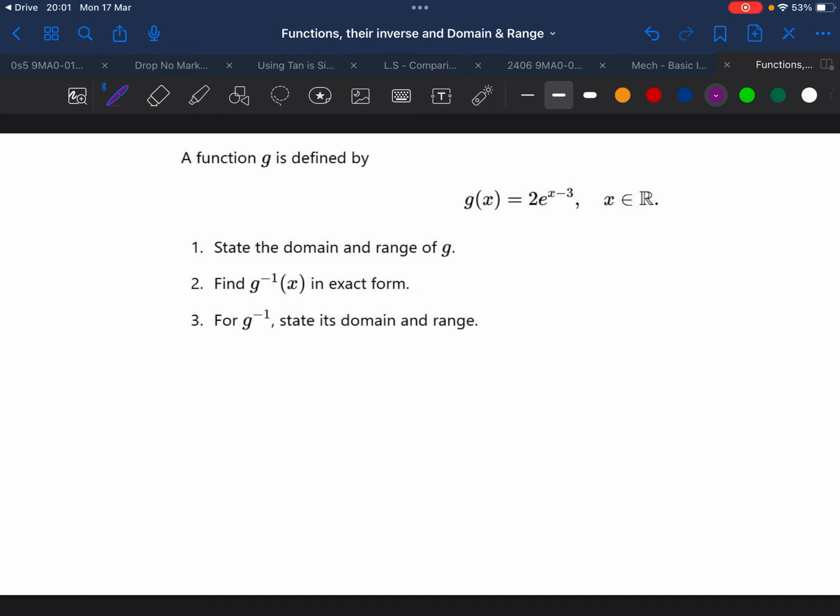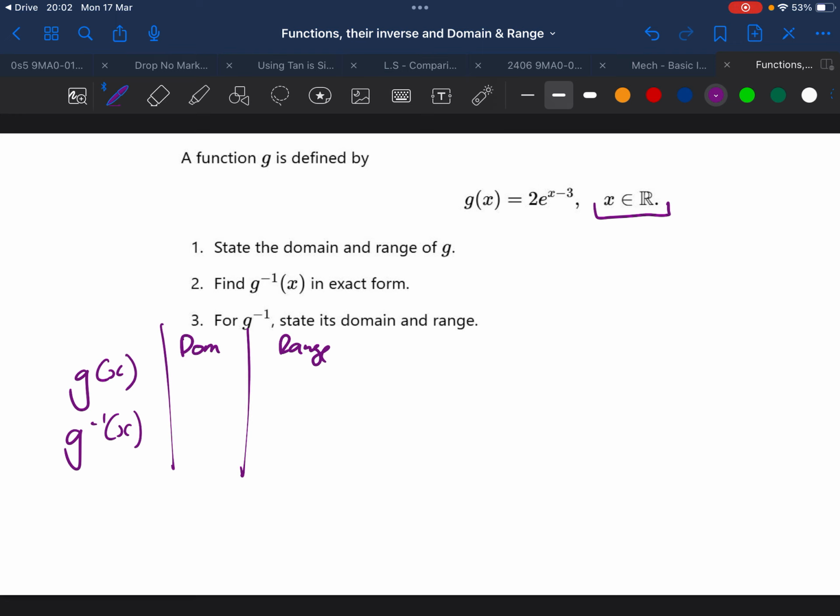So state the domain and range. Well, the domain of g is all real numbers. That's given here, but let's just write it. So g of x, we'll leave some room for the inverse in a minute. The domain, the range. The domain was all real numbers. Well, if you remember what we said on the previous slide, we could just do that one over here now. And let's do that, and you're going to see in just a moment that actually works.